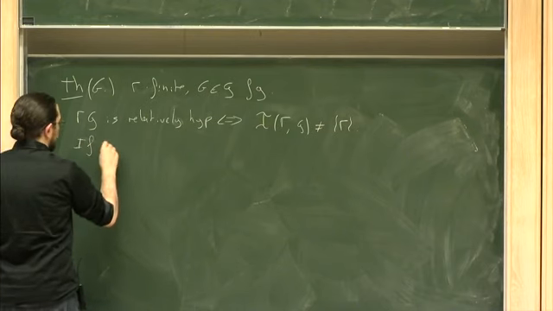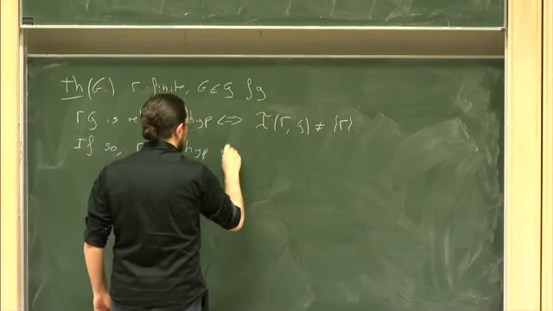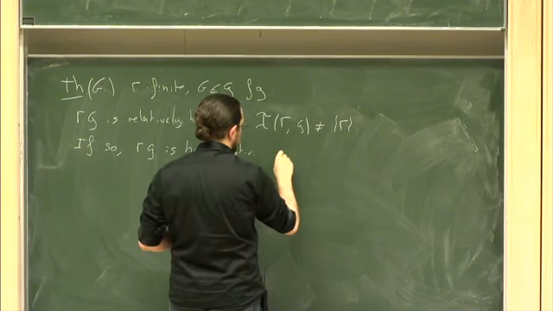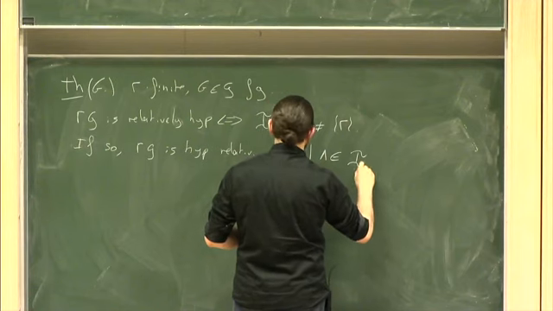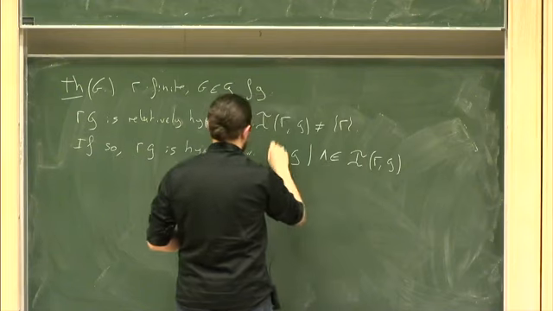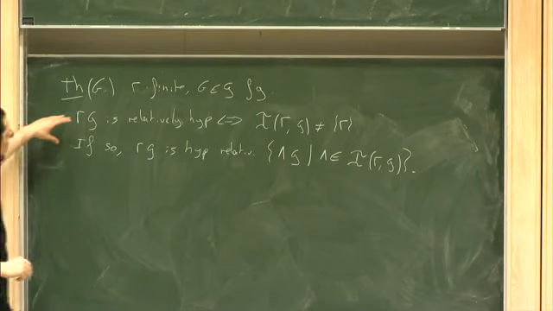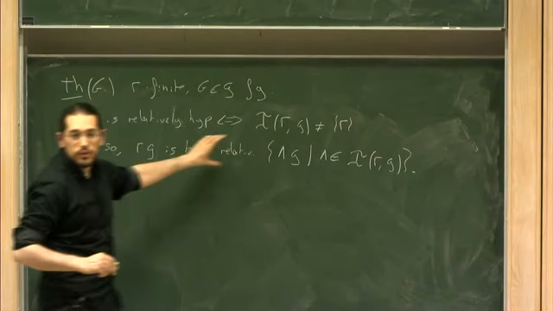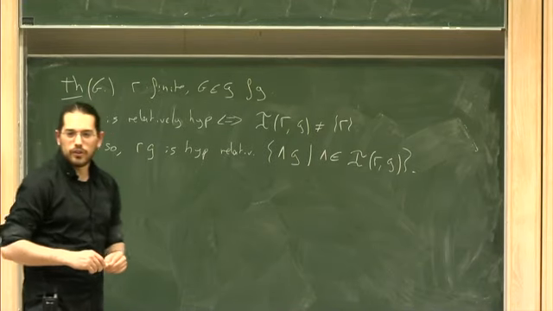And if so, ΓG is hyperbolic relative to the subgraph products ΛG, where Λ is an element of the collection. So you understand when the graph product is relatively hyperbolic, and if it is, you know with respect to which collection of subgroups it is. Okay, and I will stop here. Thank you for your attention.